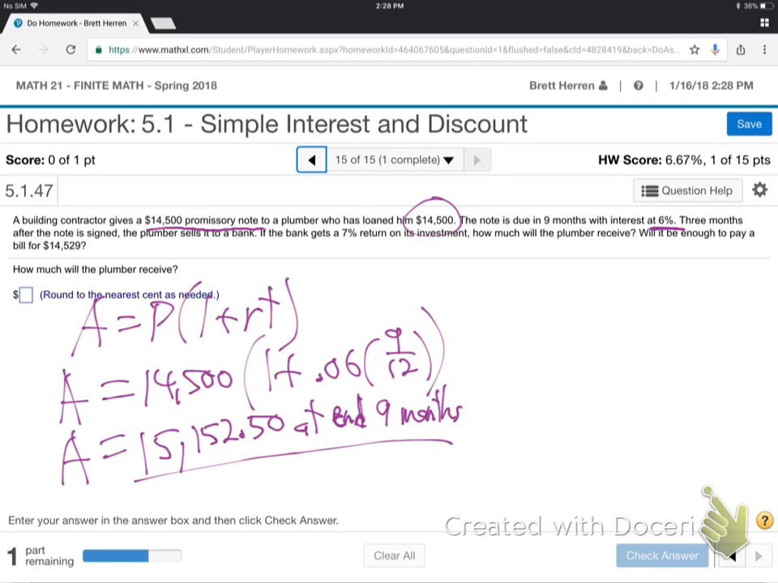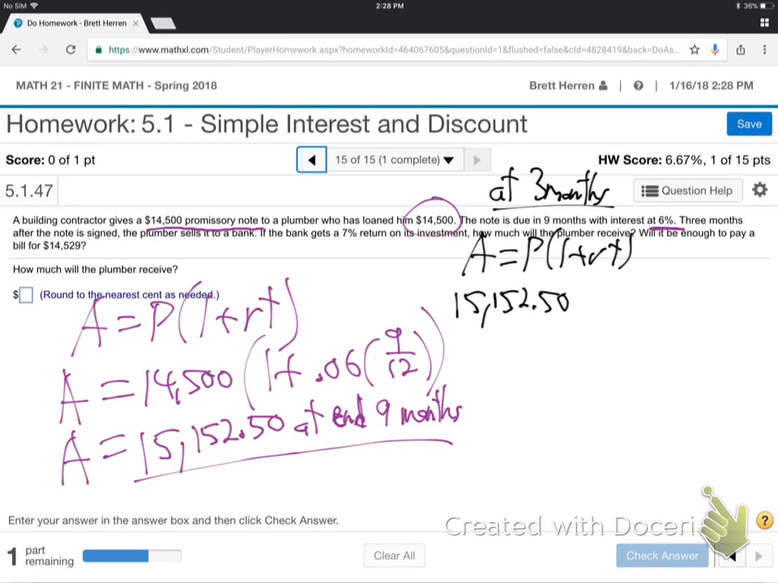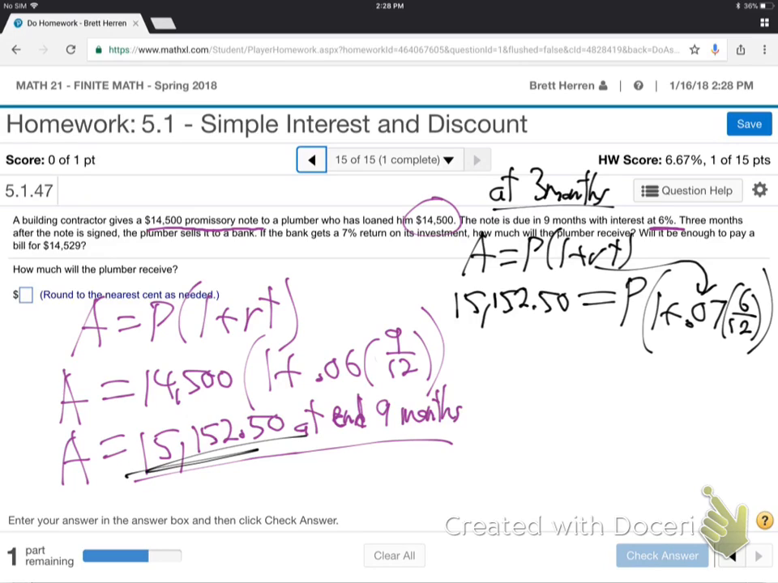So in other words, we do another A equals P times (1 plus RT) equation at 3 months in when he's going to the bank. And the bank is saying, look, we know the amount we're going to get paid in the end is $15,152.50. That is the A. That's the amount we're going to get paid at the end. The principal is what we'll hand you right now, plumber, so that we're making a 7% rate for what? 6 months, 6/12. There's the equation. Solve for P. Did you track with that?